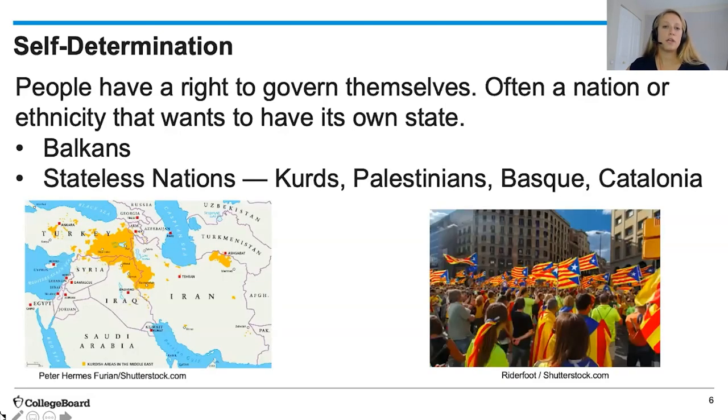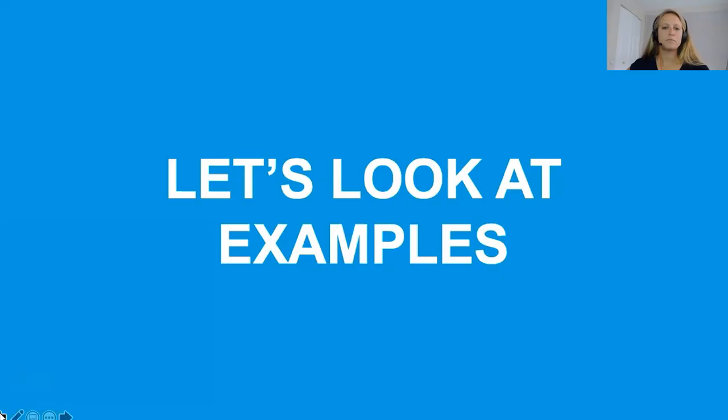And another thing that comes up a lot are all the stateless nation examples. This is a term that will be further defined, but it's basically when a nation believes that they should have their own state, but they're stuck inside another state, such as the Kurds, the Palestinians, the Basque, or the Catalans. I'm going to explain the Spanish examples in a second. So let's look at these more in depth.